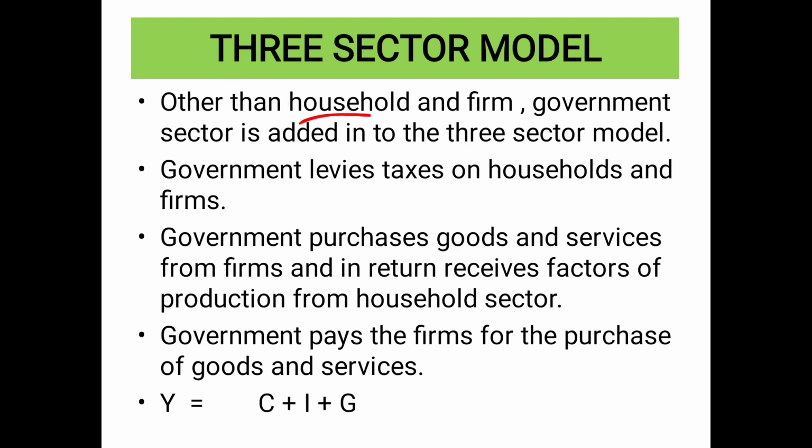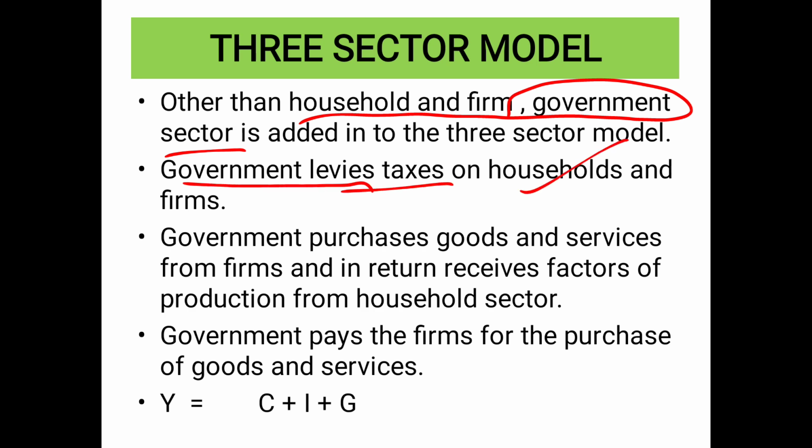Next, a description of the three-sector model. Other than household and firms, the government sector is added. In the two-sector model we saw household and firms. Now we have added the government sector and made it a three-sector model. Government levies taxes on household and firms. What does the government do? It levies taxes. On whom? On household as well as firms. Government purchases goods and services from the firm, and in return it receives factors of production from the household sector.